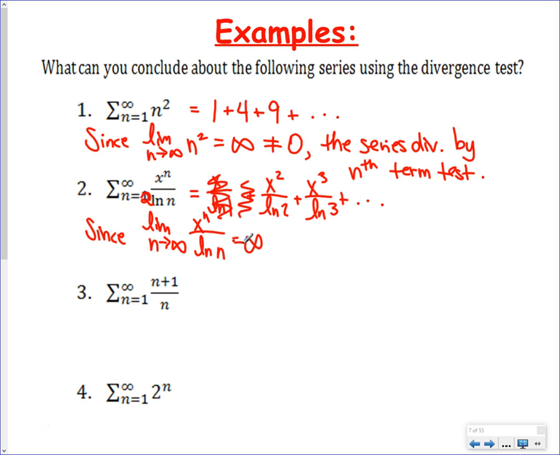what can I say? The series, which is not 0, diverges by the nth term test.